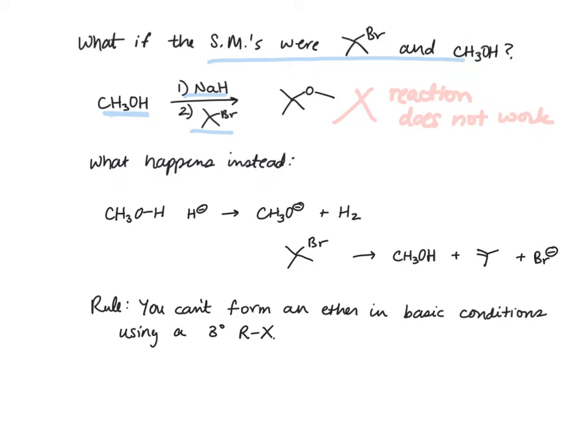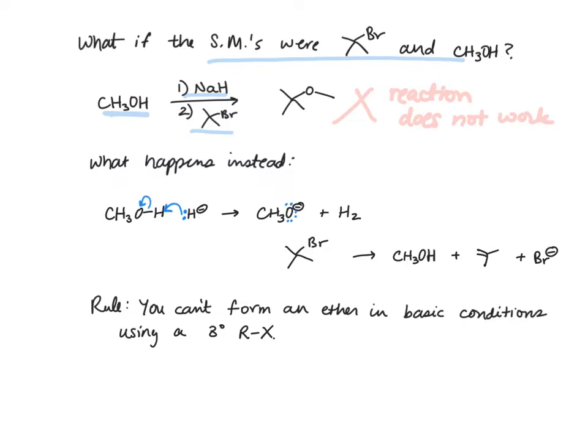Put that lone pair on the hydride. Do your acid-base reaction to remove a proton from methanol, and now you get the methoxide, hydrogen gas, and then in the second step you treat the methoxide anion with tert-butyl bromide, and this is what happens, this undesirable outcome.